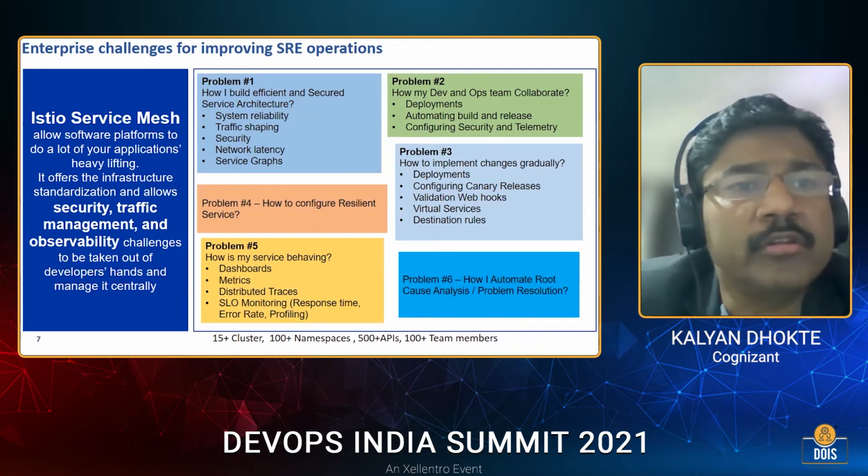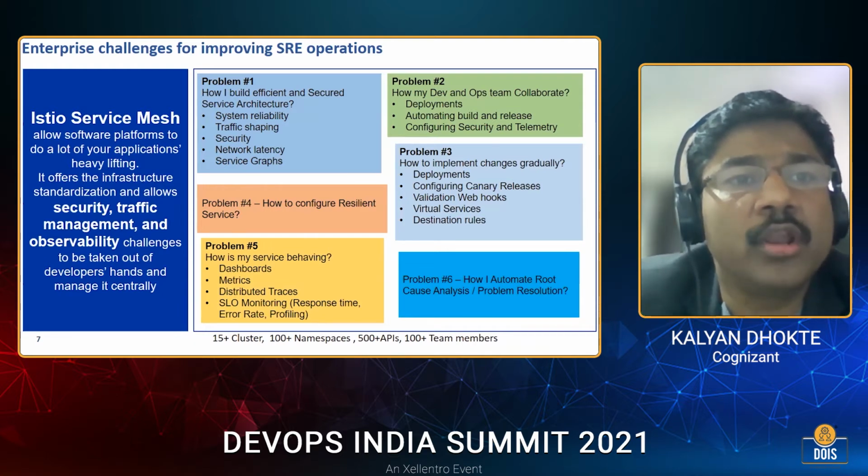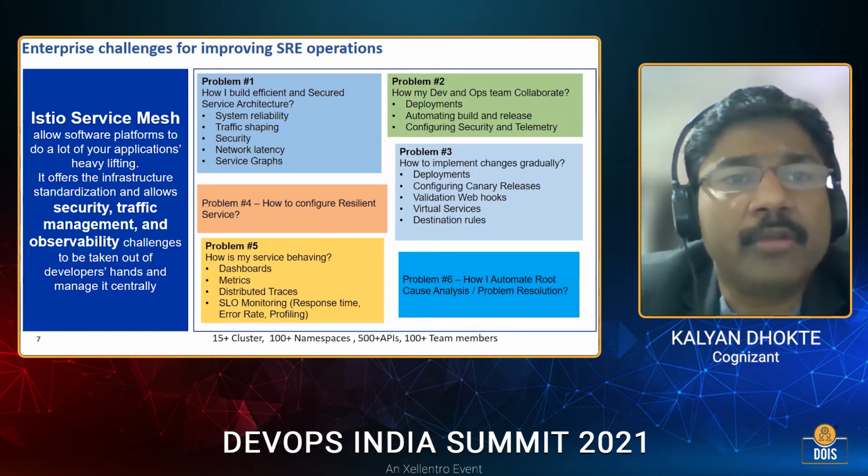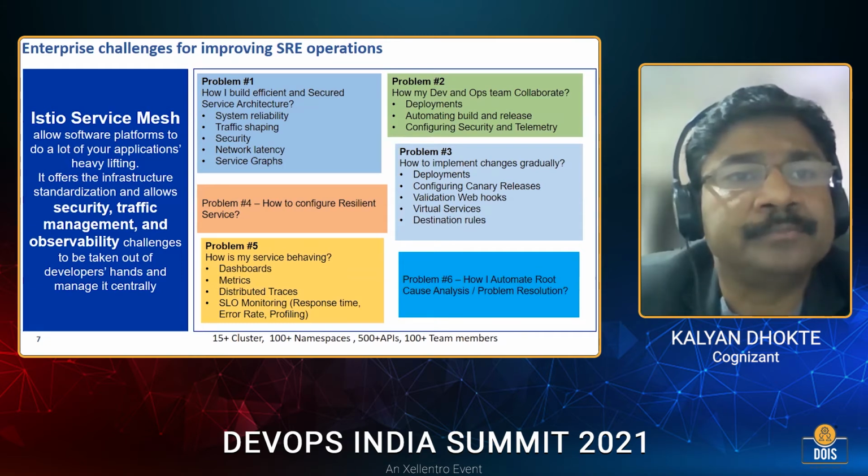Overall, Istio Service Mesh allows software platforms to do a lot of your applications' heavy lifting and reduces the strain on the developer. It offers infrastructure standardization and addresses security, traffic management, and observability challenges. That can help developers achieve their goals, with quick releases and faster time to market. So we need to understand one by one all these problems and how I can overcome these challenges.